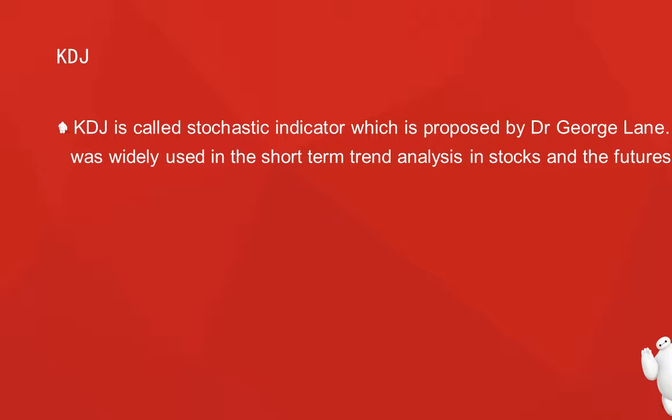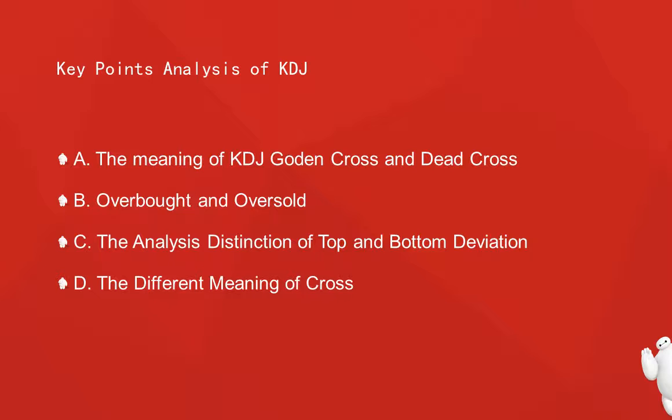Let's see the next indicator, which is called KDJ. KDJ is called the stochastic indicator, which was proposed by Dr. George Lane. It is widely used in short-term trend analysis in stocks and futures. KDJ is only for the short term, similar to the RSI. Then the key points of KDJ analysis: the meaning of KDJ golden cross and dead cross, overbought and oversold, the analysis of top and bottom deviation, and the different meanings of crosses. These are the key points of KDJ.